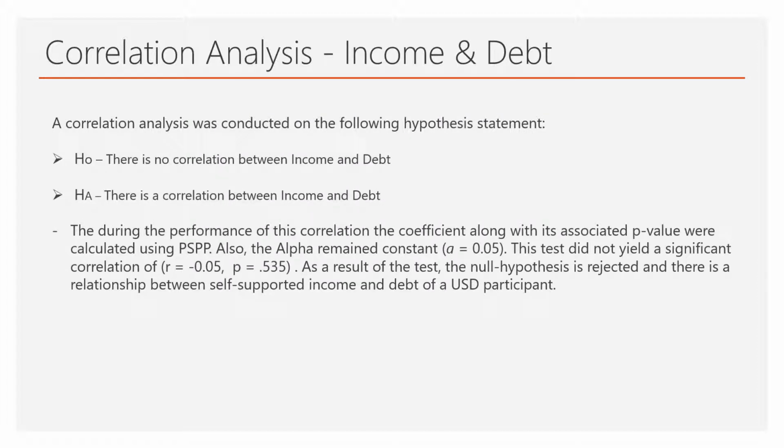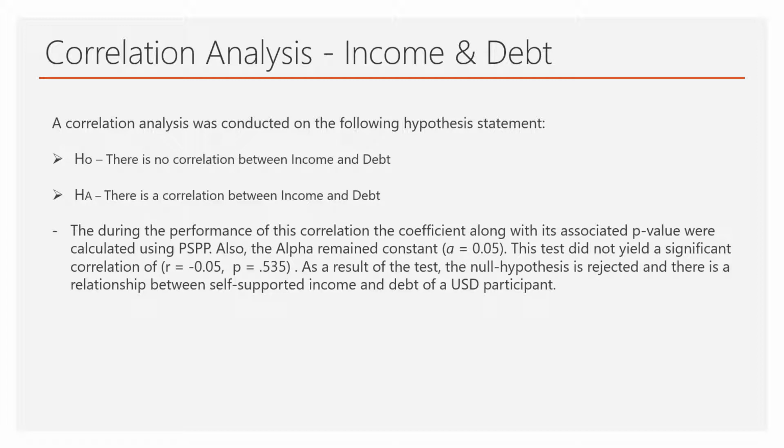In our first example, we're going to take a look at income and debt. So we're going to first take a look at a null hypothesis saying there is no correlation between income and debt, and then an alternative hypothesis saying there is a relationship or correlation between income and debt.